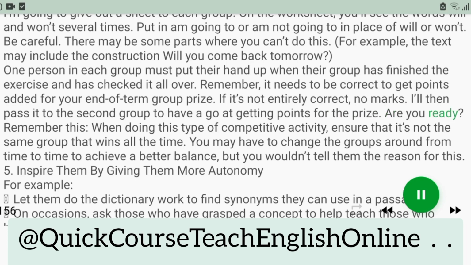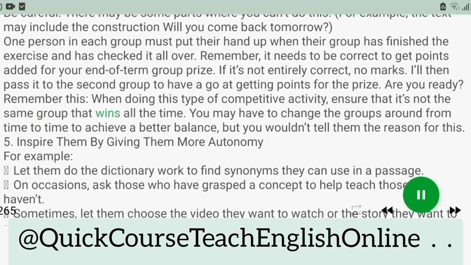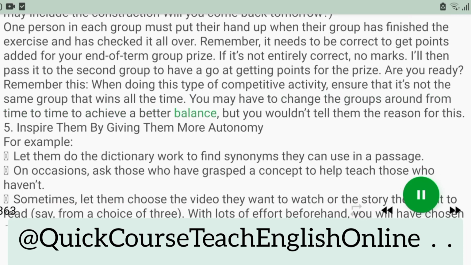Are you ready? Remember this, when doing this type of competitive activity, ensure that it's not the same group that wins all the time. You may have to change the groups around from time to time to achieve a better balance, but you wouldn't tell them the reason for this.